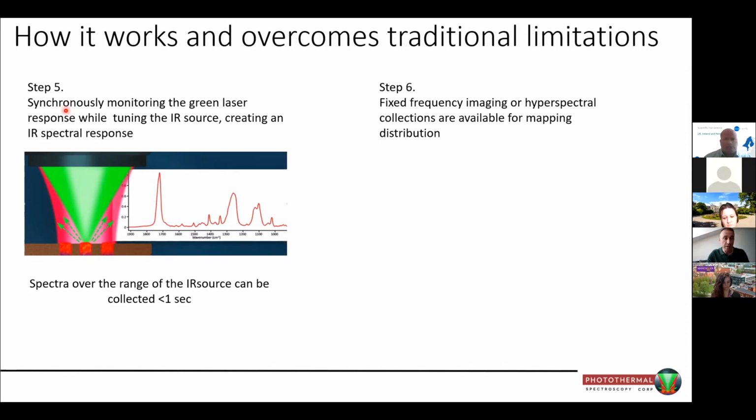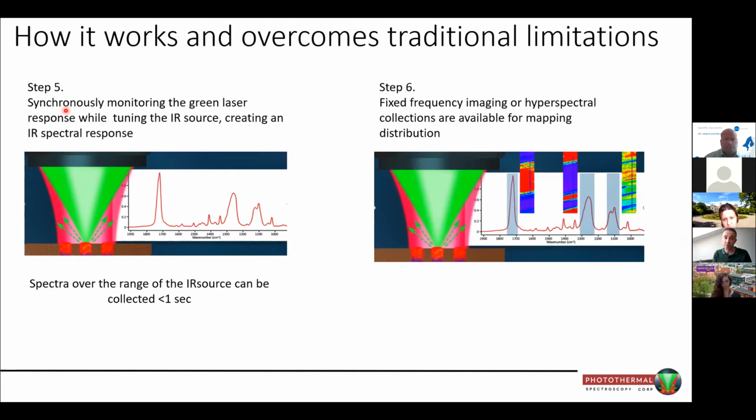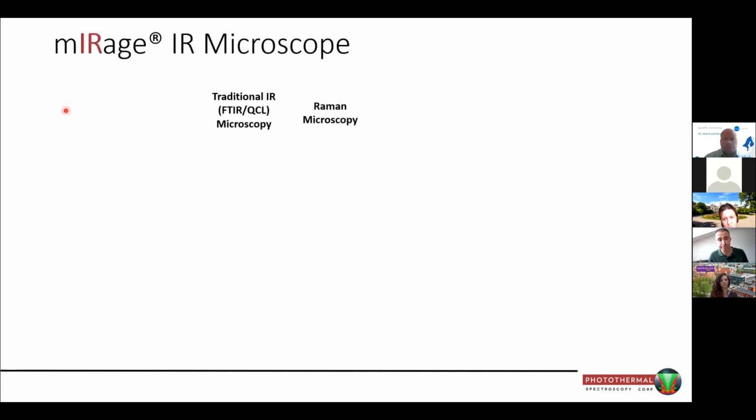And because it's a QCL, we can actually park the laser at any wavelength, any wave number, and then create these discrete frequency or single frequency images, in addition to hyperspectral scans as well. And these single frequency images can be really, really useful.